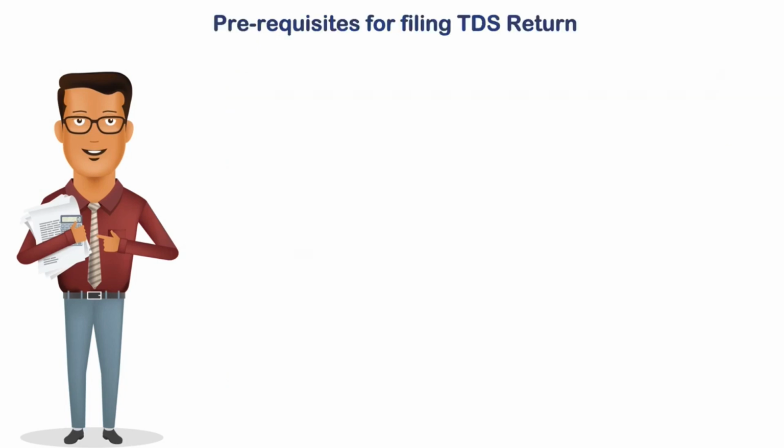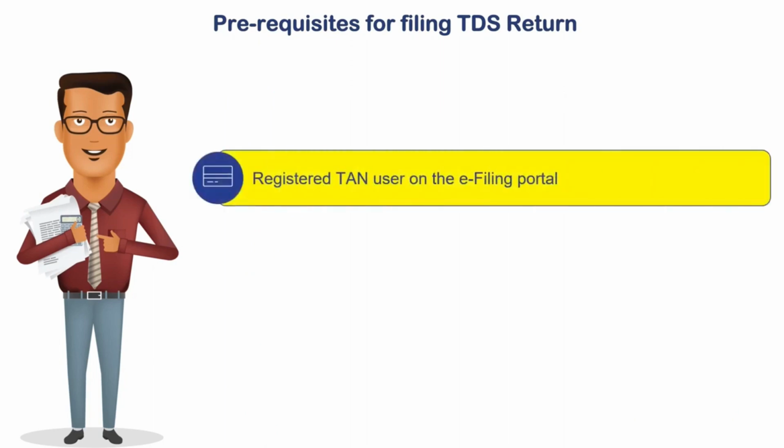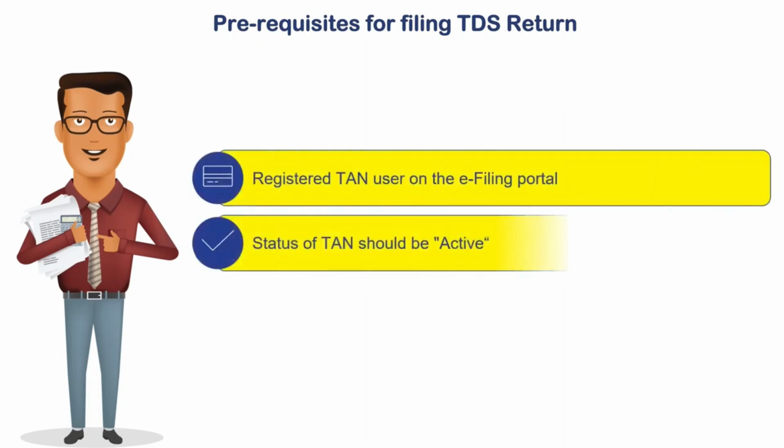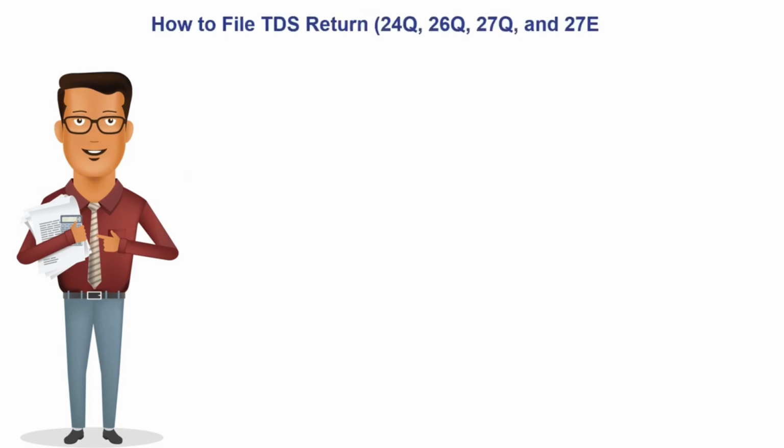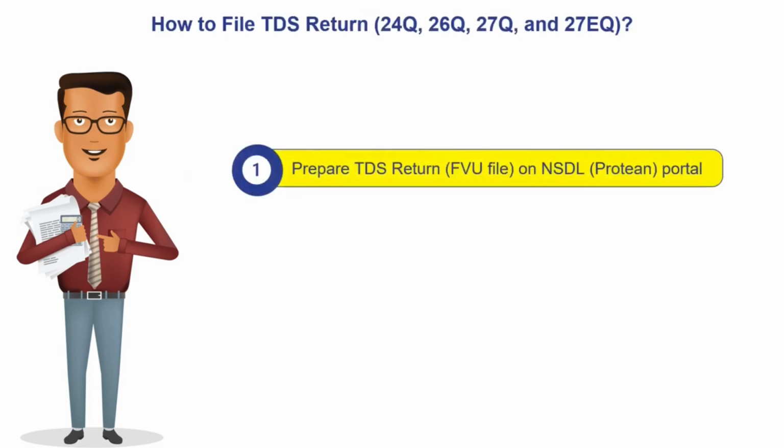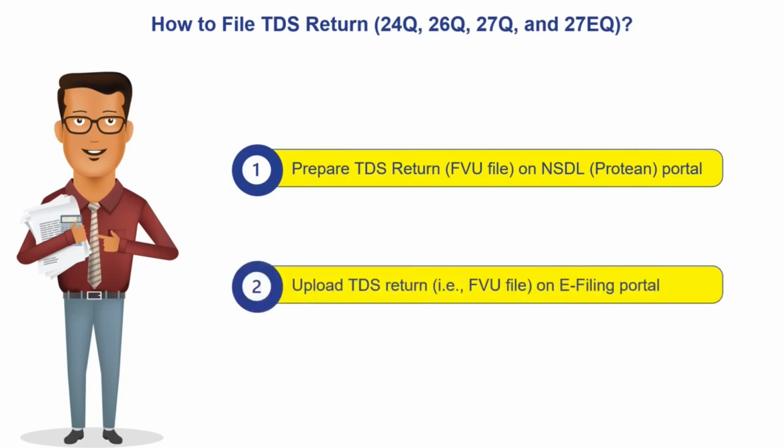In order to file TDS and TCS returns on the e-filing portal, you should be a registered TAN user on the e-filing portal. The status of your TAN should be active and you must have downloaded the Return Preparation Utility from the NSDL portal. There are two steps for filing the TDS return. You have to first prepare the TDS return in FVU file on the NSDL portal and then upload the TDS return, that is the FVU file, on the e-filing portal.